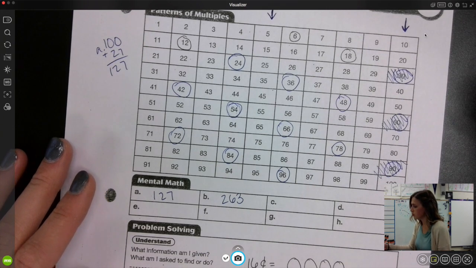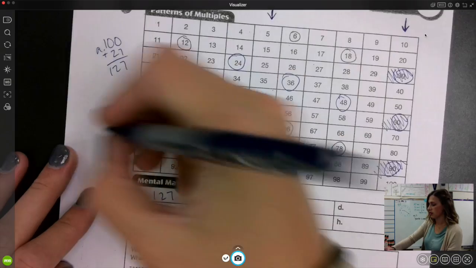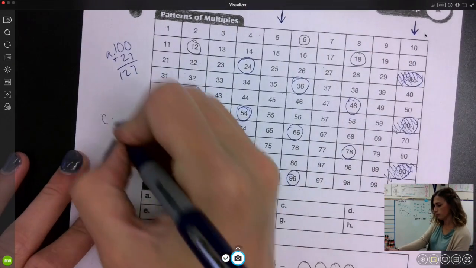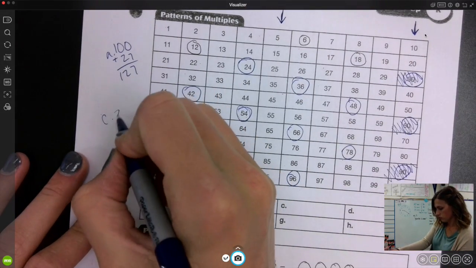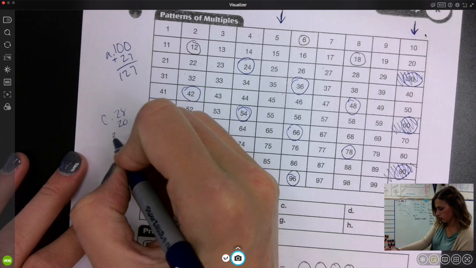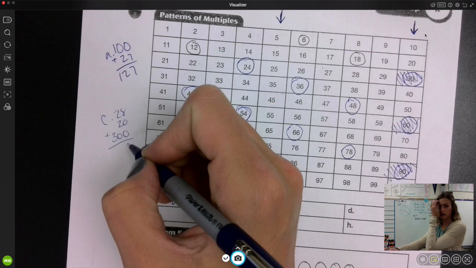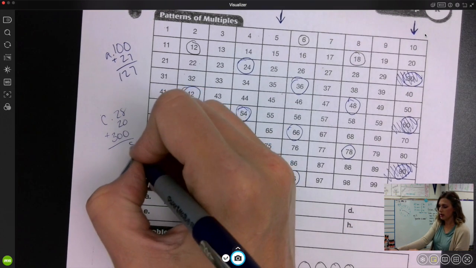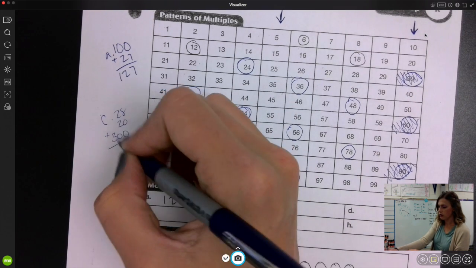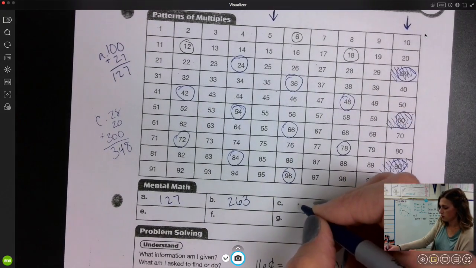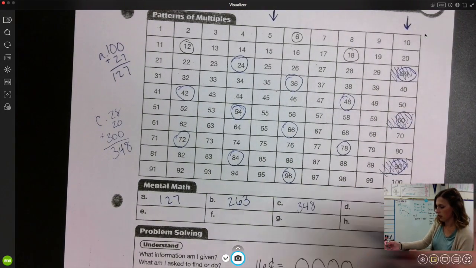C, 28 plus 20 plus 300. Notice I got my ones places all stacked on top of each other. 8 plus 0 is 8. 2 plus 2 plus 0 is 4. 3 plus nothing is 3. So I get 348.